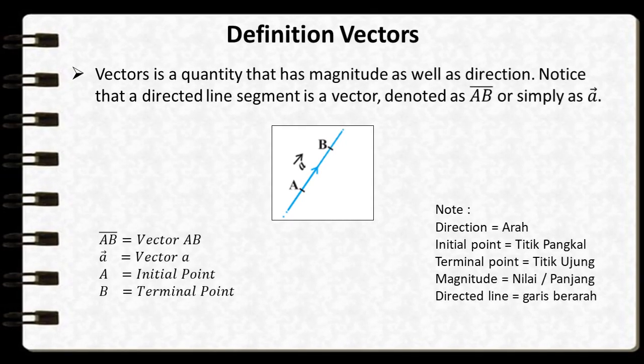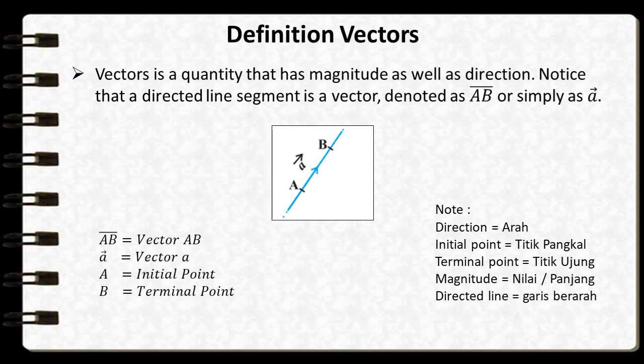Okay, first I will explain the definition of vectors. What is a vector? A vector is a quantity that has magnitude as well as direction. Now, you can see the picture on the slide. Notice that a directed line segment is a vector, denoted as AB with the arrow above or simply as A with the arrow above.